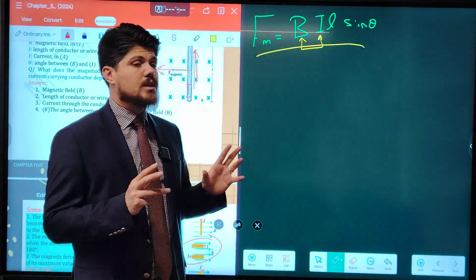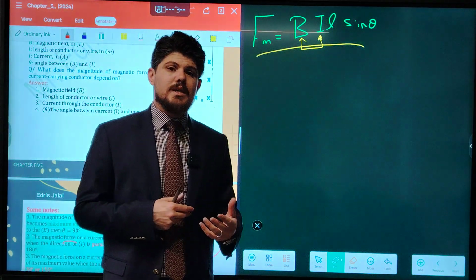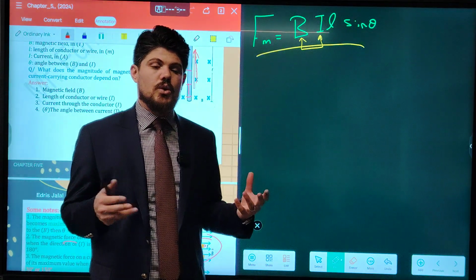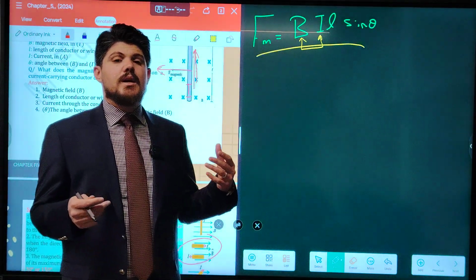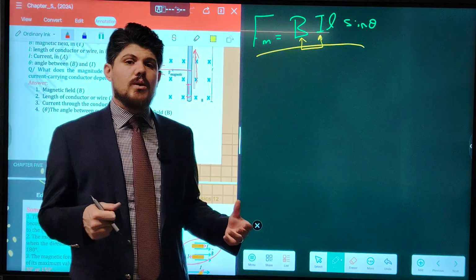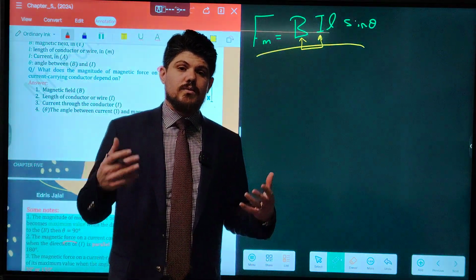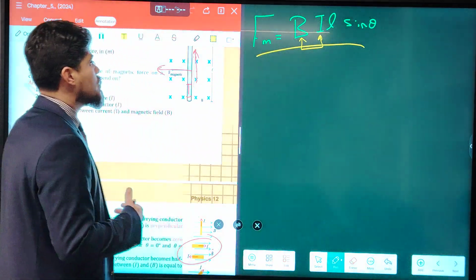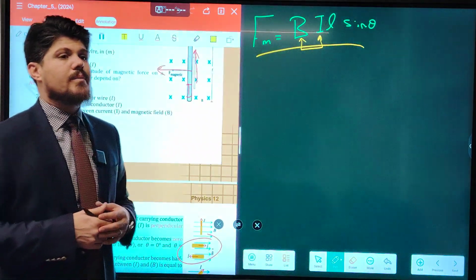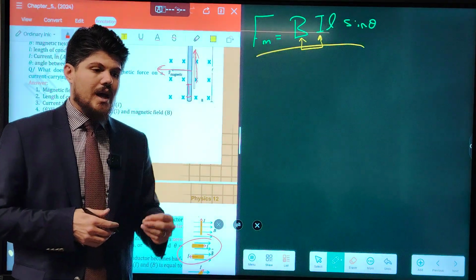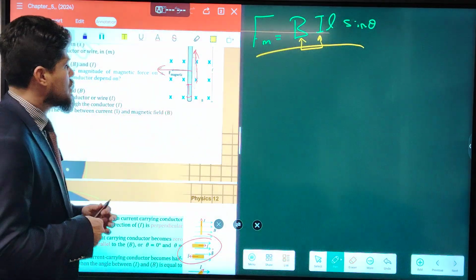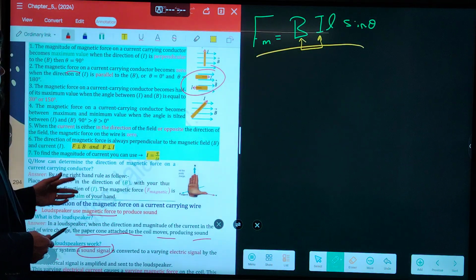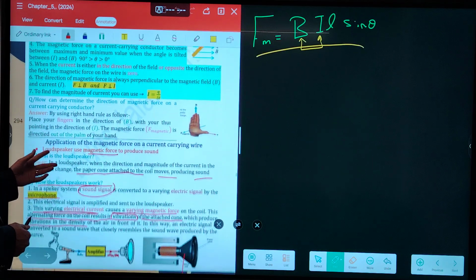So when does the magnetic force on a current carrying conductor become maximum? If the angle between I and B is 90 degrees, or perpendicular. When does the magnetic force become 0? If the direction of the current and the magnetic field is parallel, 0 or 180 degrees. When does the magnetic force become half of its maximum value? If the angle between B and I is 30 degrees or 150 degrees. Okay, I mentioned here all the situations.